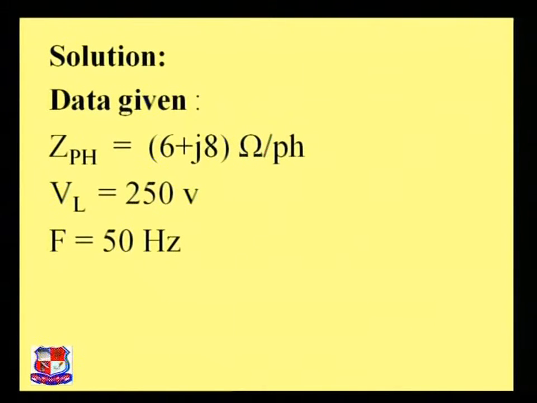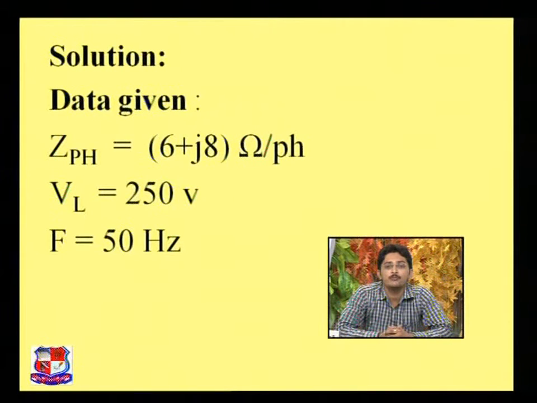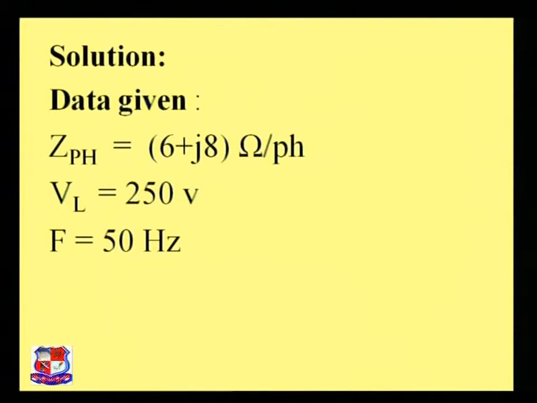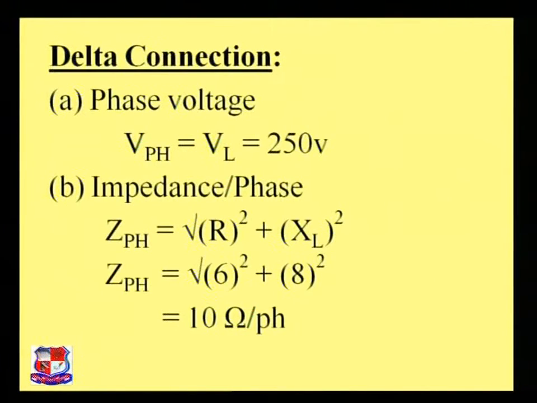First of all, if any example is given to you, you have to find out whatever data is taken from that example. So first of all, ZPH, the load, is 6 + j8 ohm per phase. VL, your supply voltage, becomes your line voltage: VL equals 250 volts and f equals 50 Hz.